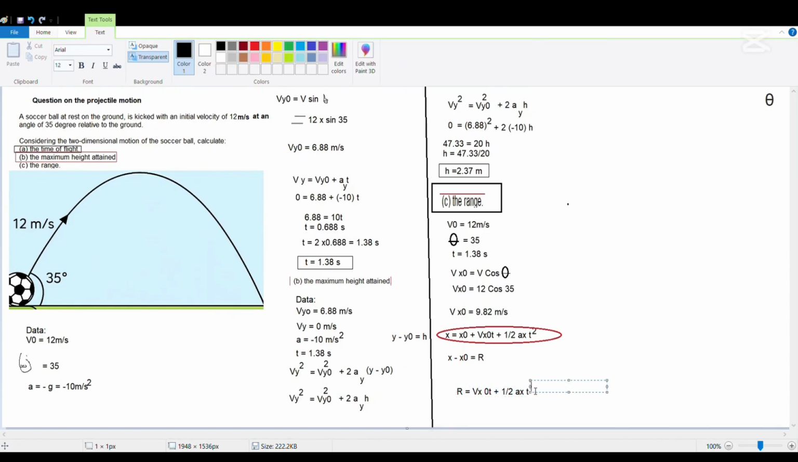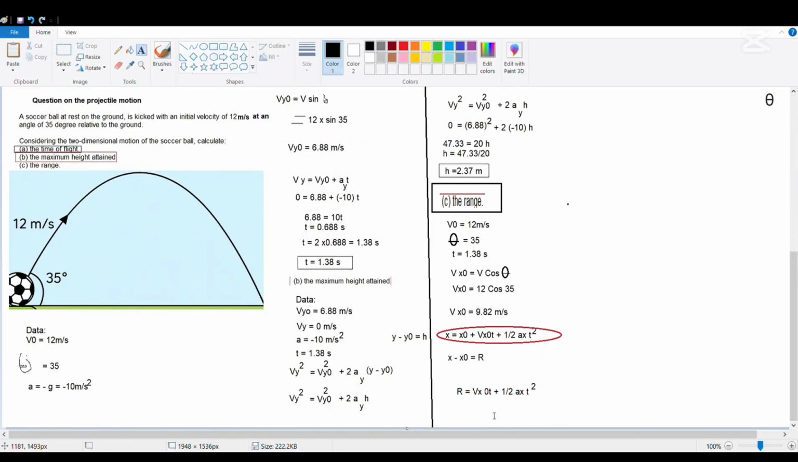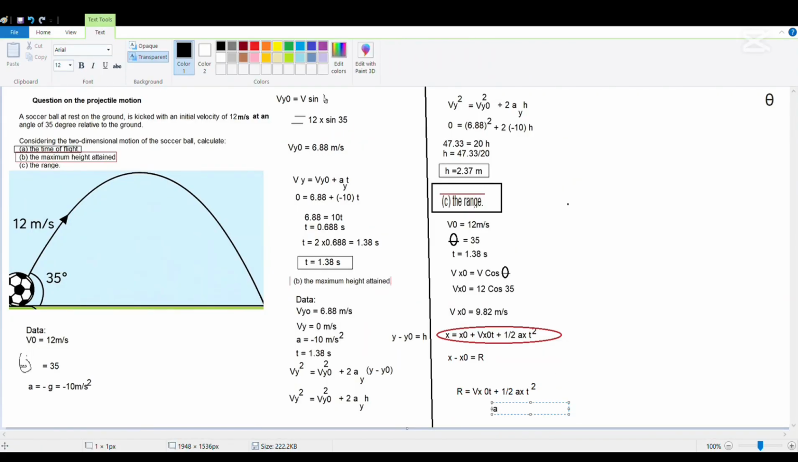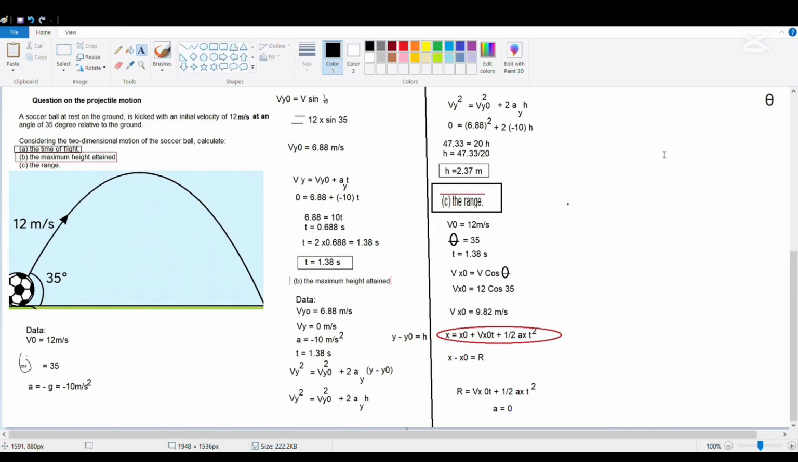Now, one thing we need to understand here, which makes our work very simple and easy, is that the acceleration a here is 0. And why is it 0? Because horizontal velocity is always constant, as I mentioned in the notes before. So total time is the same as that of the vertical motion, and that makes our life very easy.